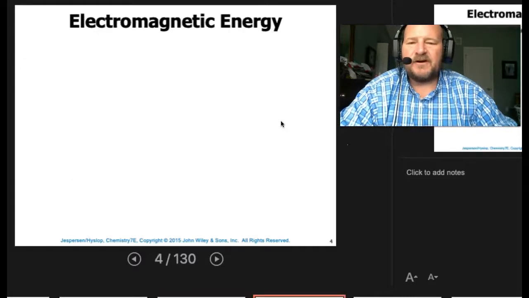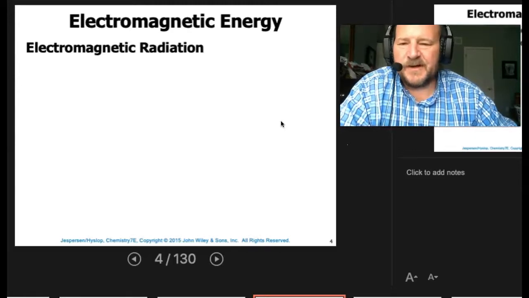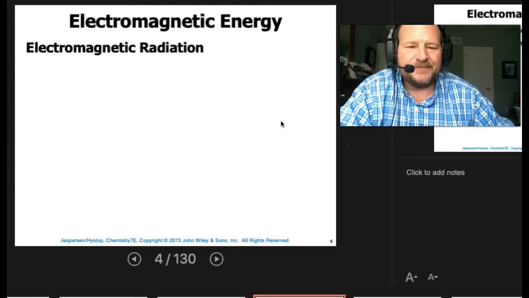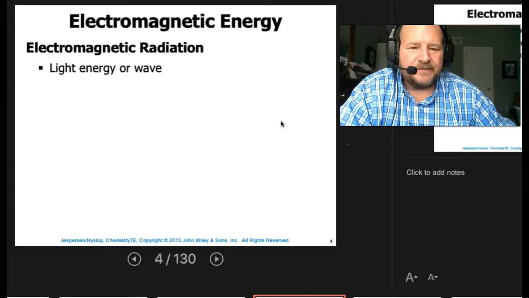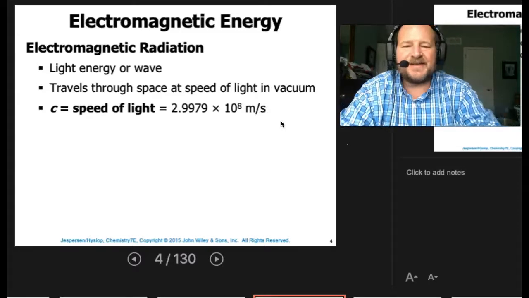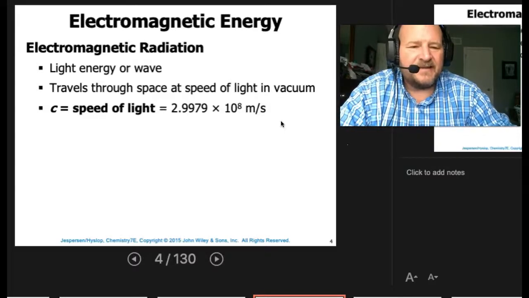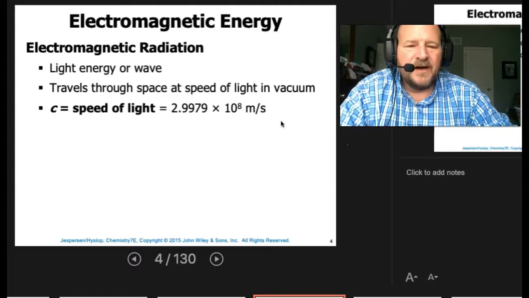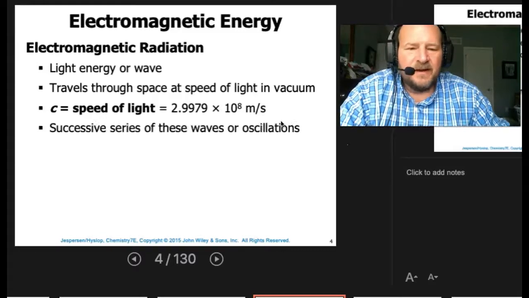All right, so we're going to start off with electromagnetic energy, which of course means we're talking about electromagnetic radiation. In other words, we're looking at light as energy or waves, right? So we know that it can travel through space at the speed of light in a vacuum. So that's the constant c, and that's 2.9979 times 10 to the 8th meters per second. A lot of times we'll use 3.00 times 10 to the 8th.